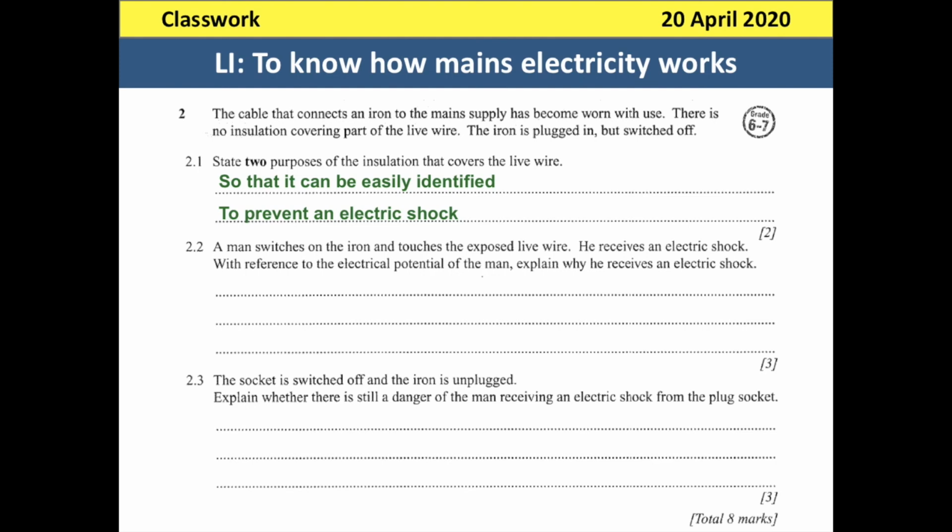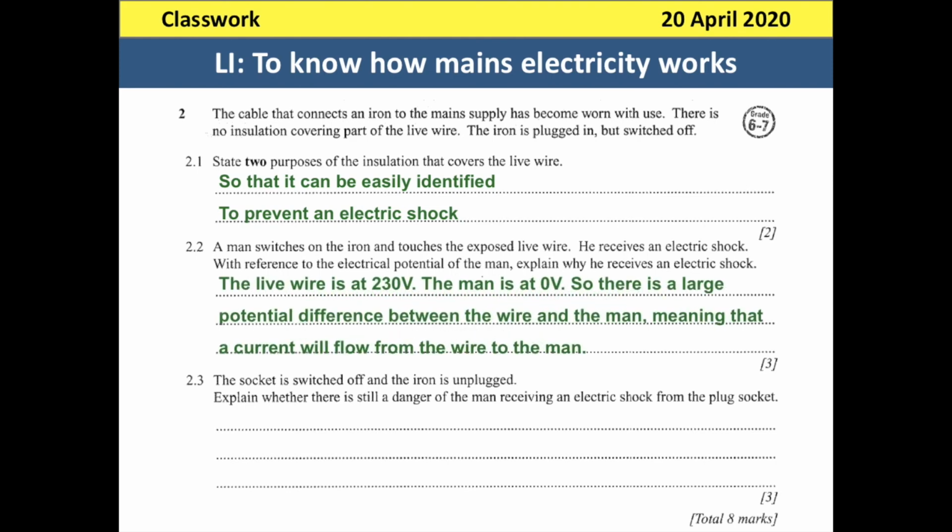2.2. A man switches on the iron and touches the exposed live wire. He receives an electric shock. With reference to the electrical potential of the man, explain why he receives an electric shock. So it's all due to the fact, of course, that the live wire is at 230 volts, whereas the man is at 0 volts. So there is a large potential difference between the wire and the man, meaning that a current is going to flow from the wire to the man.